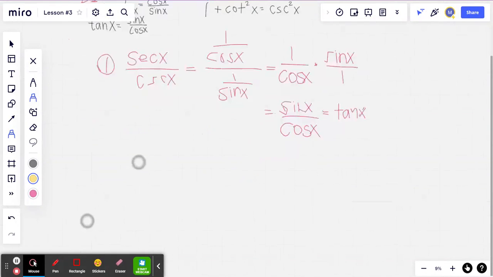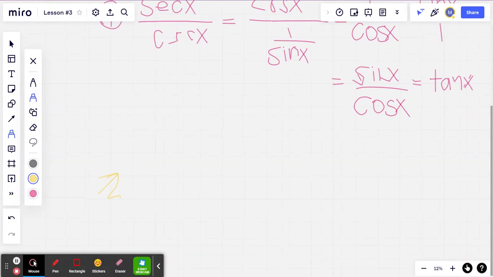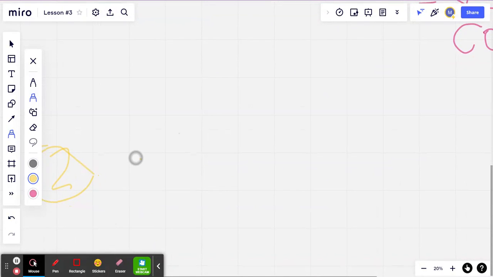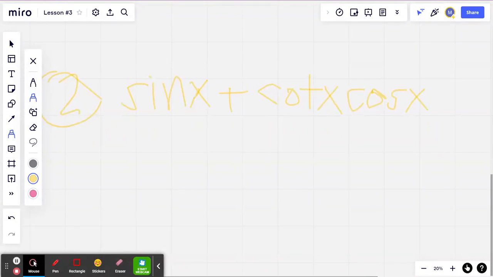So we will now go over another problem where we apply our fundamental and Pythagorean trig identities. This is problem number 2. This problem is sine x, or any other variable, it doesn't really matter, plus cotangent x times cosine x. So this problem is a little harder. However, I will go over it step by step, so stick along.